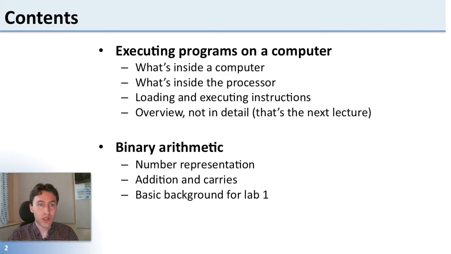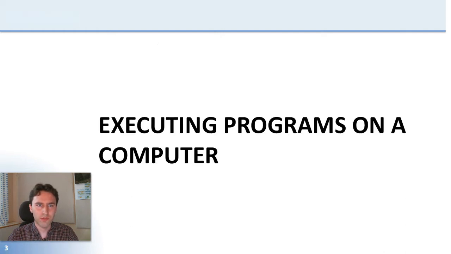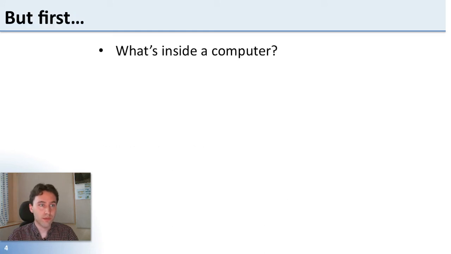So there are two things we're going to talk about. The first is executing programs on a computer. We're going to talk about what's inside a computer, inside the processor, how you load and execute instructions. And the second thing is binary arithmetic. We're going to talk about number representations, addition and carries, and basically the sort of background you need to get started on Lab 1. So let's go ahead and get started with executing programs on a computer.